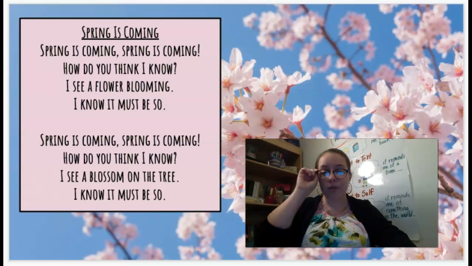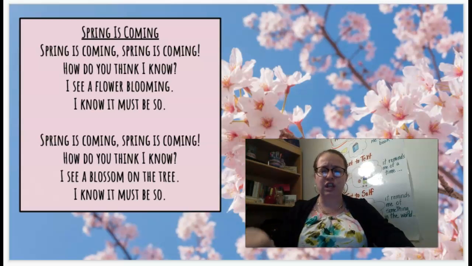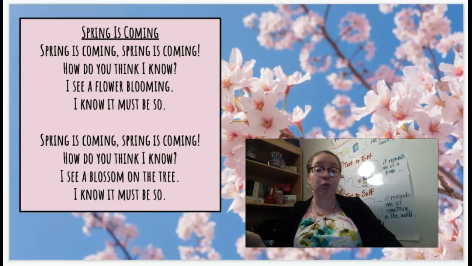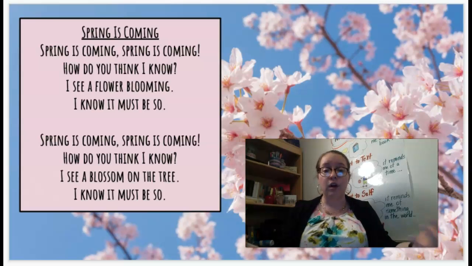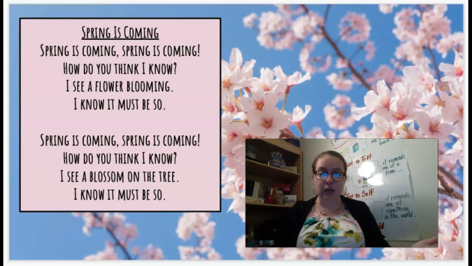So I would like you to make your own illustration for this poem. When you're making your illustration, what you need to be sure of is that your illustration matches what the poem is about. So our poem is all about spring coming, seeing flowers blooming, seeing blossoms. So how would that help you know what to draw for your illustration?